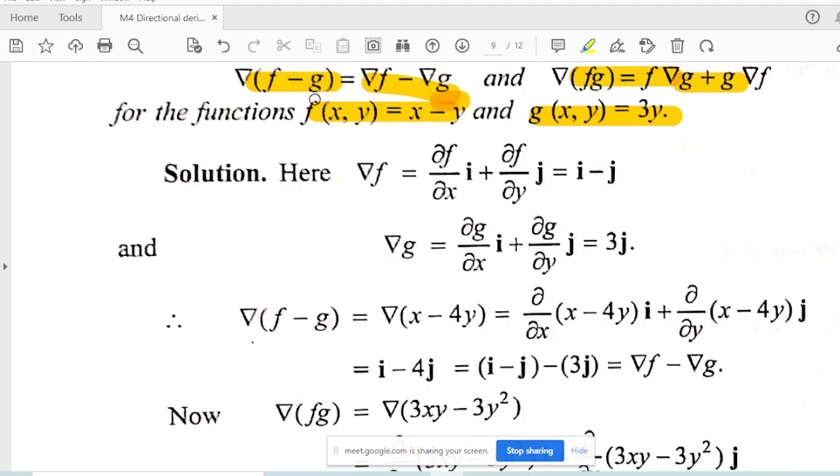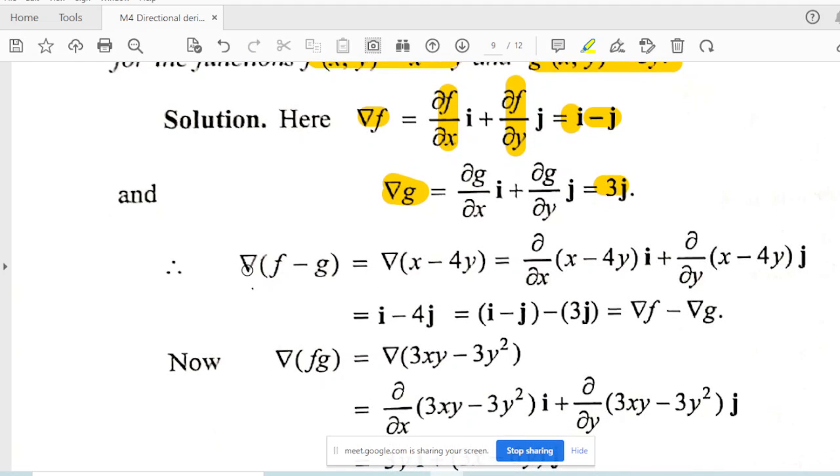First we are going to find del f and del g. Del f means dou f by dou x i cap plus dou f by dou y j cap. So differentiating f with respect to x we get 1, that is 1 i cap. With respect to y we get -1, that is minus j cap. Del g is equal to dou g by dou x i cap plus dou g by dou y j cap. So dou g by dou x is 0, plus 3 j cap.